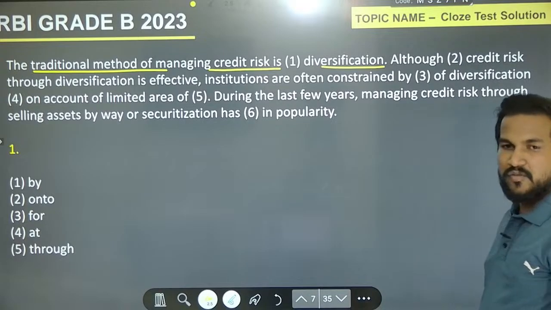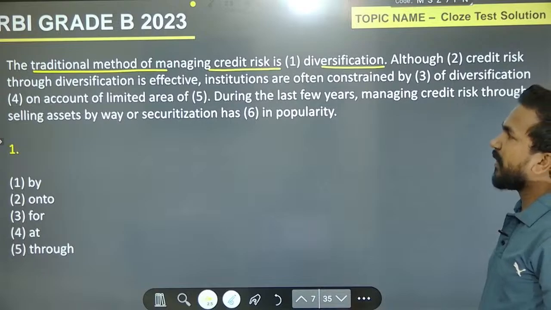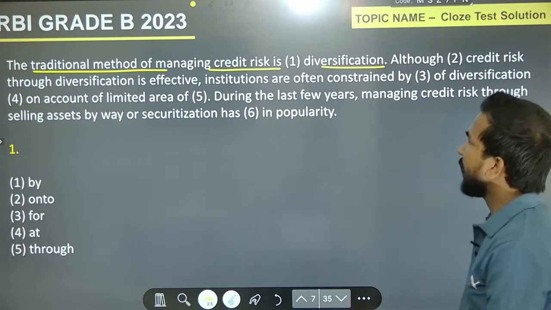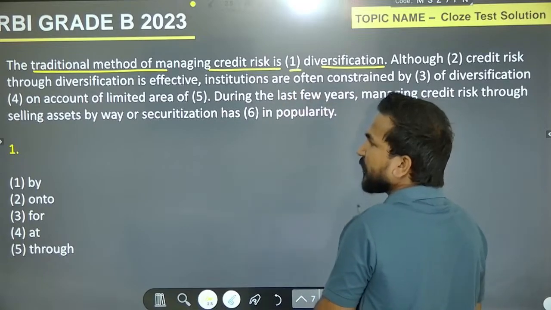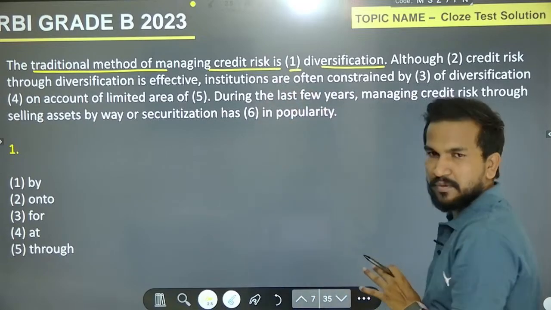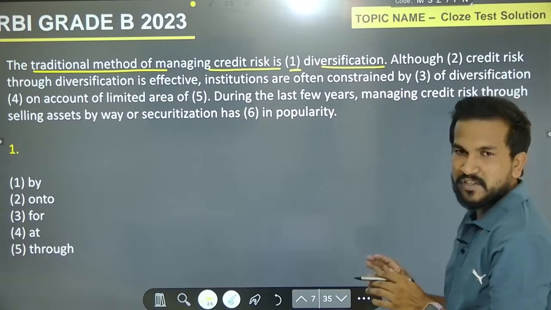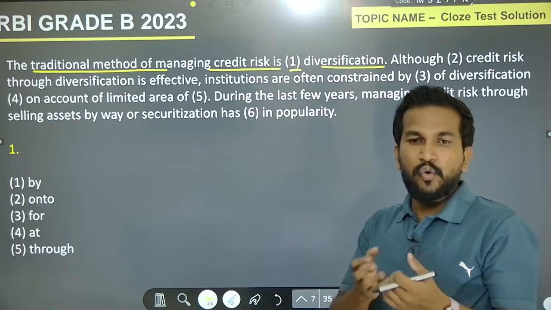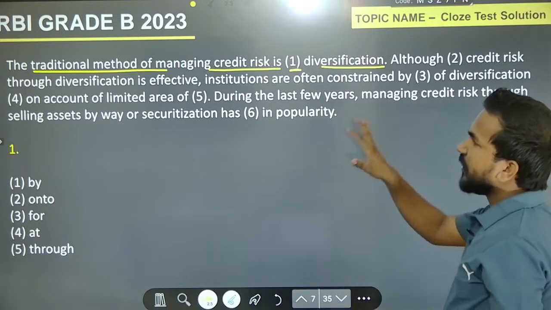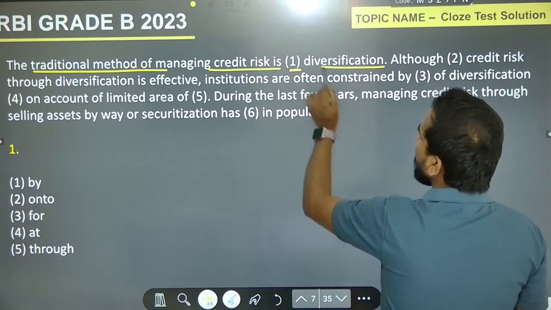What must be the right answer for the very first question? The traditional method of managing credit risk is blank diversification. If the blank is here, we have gone through the complete passage, and that is based on credit risk and diversification in credit risk, that how people usually sell their assets to overcome it. So the traditional method of managing credit risk is blank diversification.